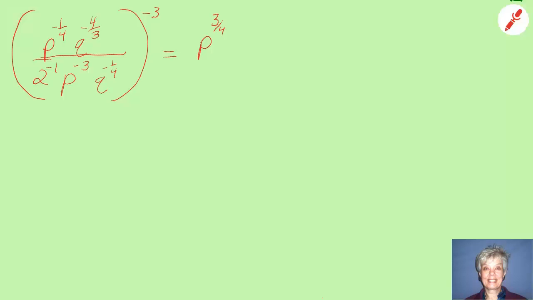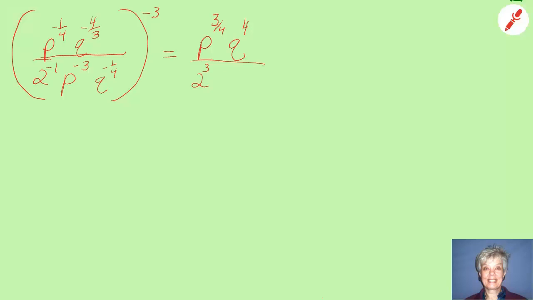Negative 4/3 times negative 3 is going to be positive 4. So I'll have Q to the 4th power over negative 1 times negative 3, which is positive 3. So I'll have 2 to the 3rd power on the bottom. In the denominator, I'll have 2 to the 3rd power.